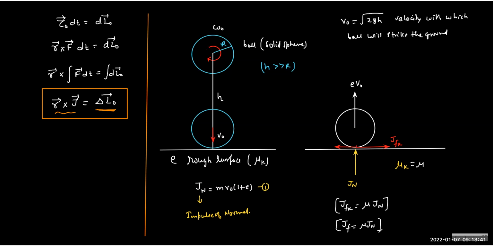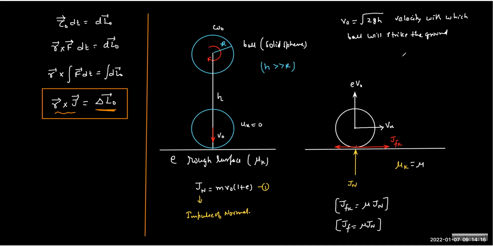This JFK will create the horizontal component of velocity. We are just writing the impulse momentum theorem in the horizontal direction. Therefore, the ball will develop horizontal velocity. The vertical velocity we know, but because of the JFK, it will also have horizontal velocity. Let's call it Vx. Before the impact, how much was Vx? Zero. And now this friction will develop some Vx.